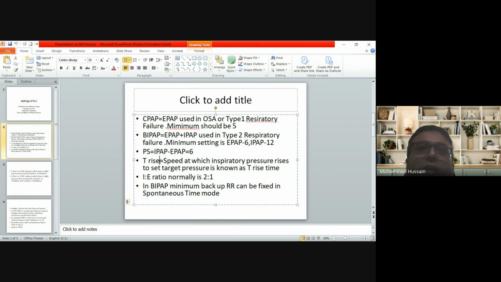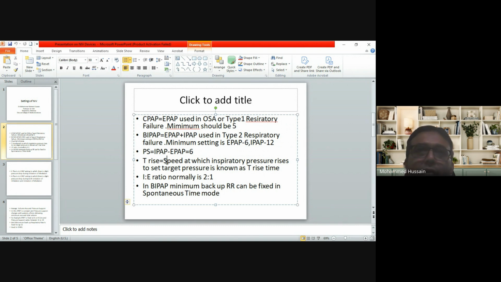And one more important thing, T rise. What is this? It is the speed at which inspiratory pressure rises to the set pressure, or how fast it rises. This time is very important. Why? If you give T rise rapidly, inspiratory pressure rises very rapidly during inspiration, so inspiration time will be shortened. In what conditions will you use it? Just like neuromuscular disorders, all those things. T rise should be slow in COPD patients because they have more problem during exhalation. So T rise should be slightly slow.